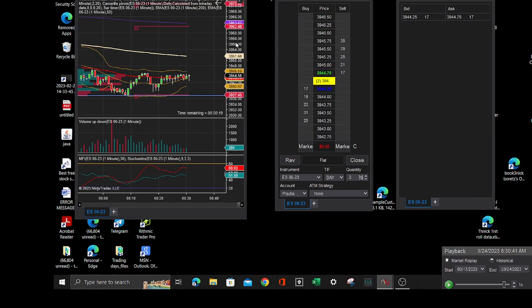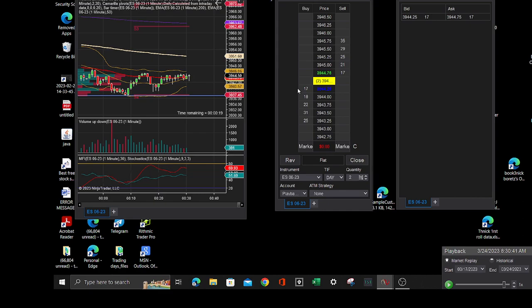And so I also have here an MFI, which is a money flow index, combined with a stochastic. And I've got my volume up and down. All right, so here is VWAP. This is the 200 moving average. This is the 50 moving average, and these are Bollinger Bands. Let's talk for a second about Bollinger Bands.